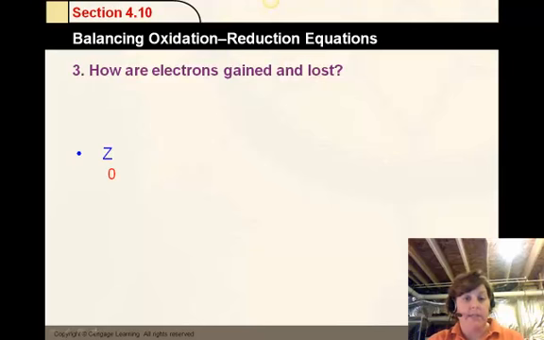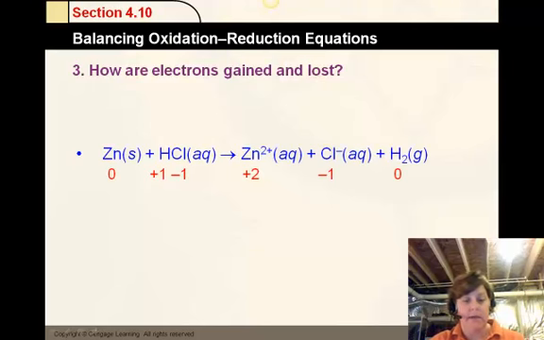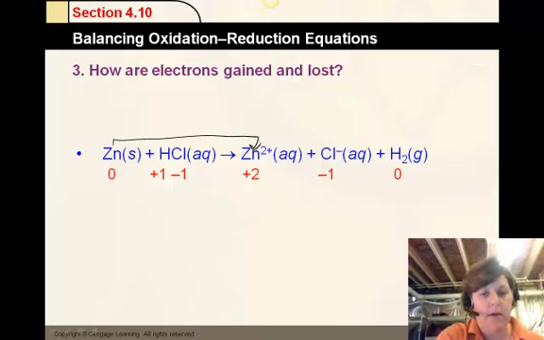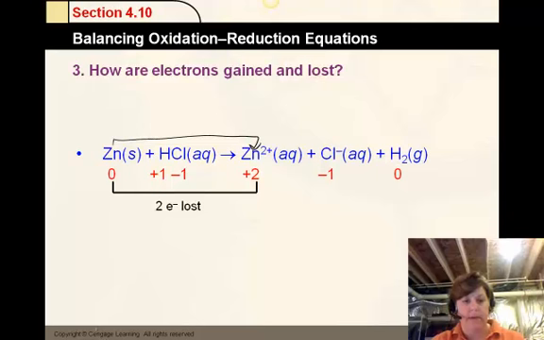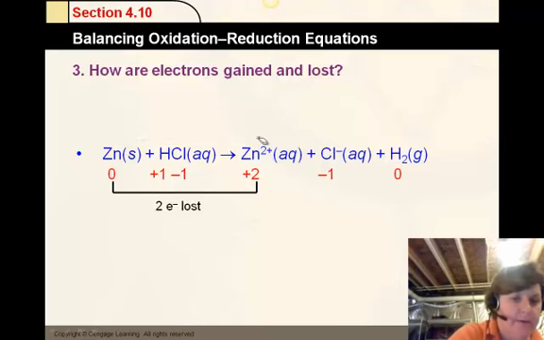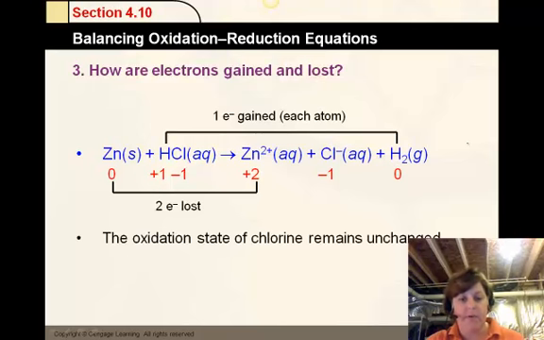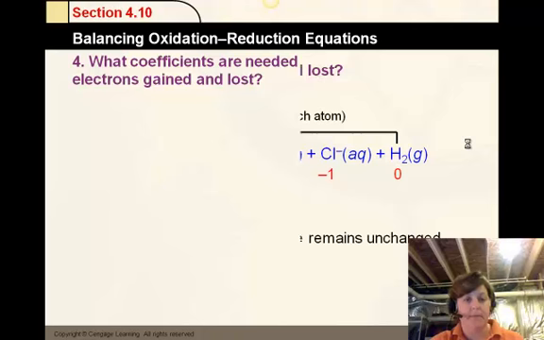How are electrons gained and lost? All right, so we're going to see that zinc goes to a +2. Oh, there it is. They did it for me. Let me erase my arrow. And in this case, hydrogen gained an electron, went from +1 to 0. The oxidation state of chlorine remains unchanged.